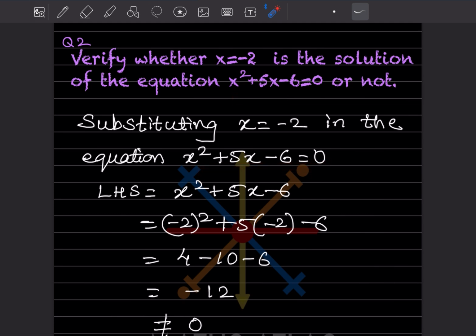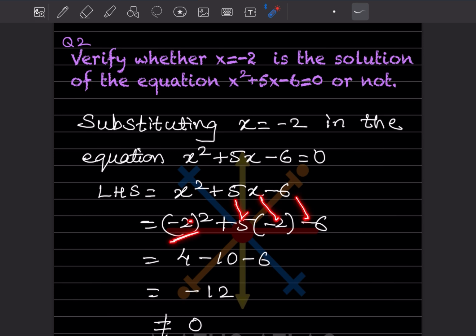Now what you can see is that this is the equals sign, the bridge. So this is the left hand side and this is the right hand side. It's on the left side, right? So we write LHS, meaning left hand side, and this is on the right side, so RHS. Now let us take the left hand side first. Wherever you find x, there you are going to put the value x as minus 2. So minus 2 square plus 5 as it is, minus 2 here, and this minus 6 as it is.